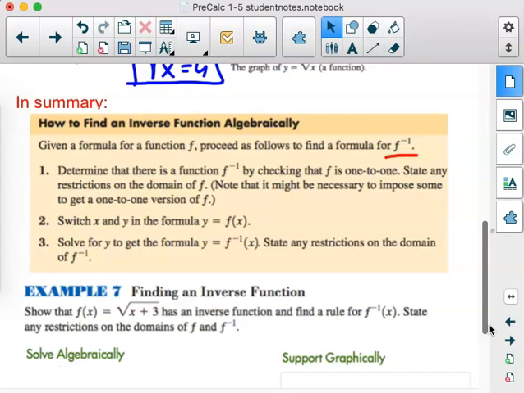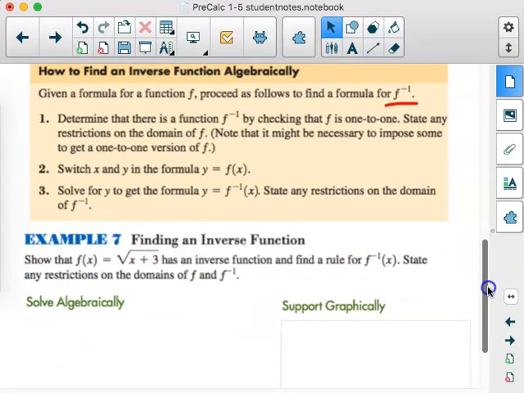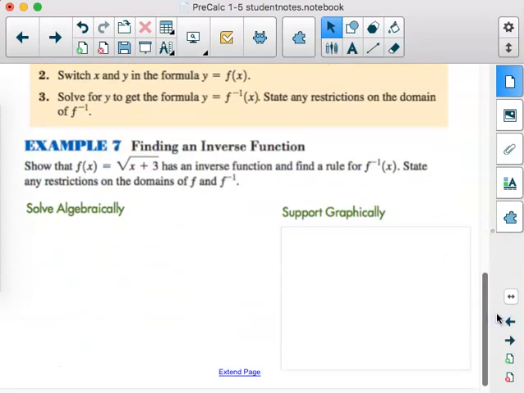If you have to restrict the domain for the original, then you have to talk about restrictions again when you get to your inverse. Show that f of x equals the square root of x plus 3 has an inverse function, and find a rule for that inverse. State any restrictions on the domain of f and f inverse.